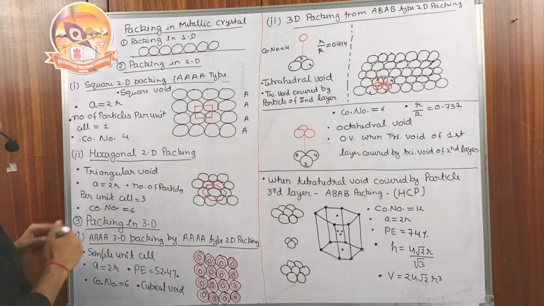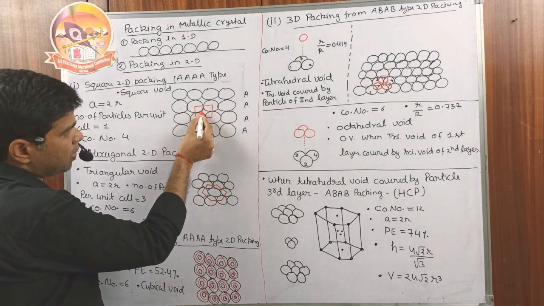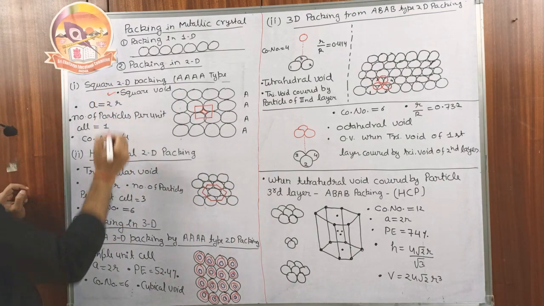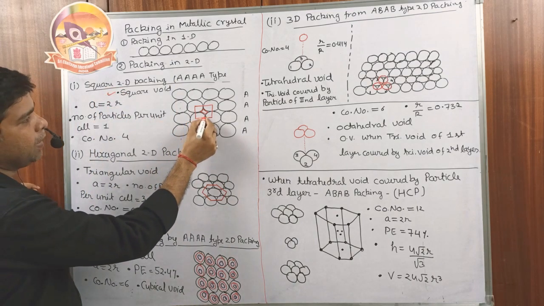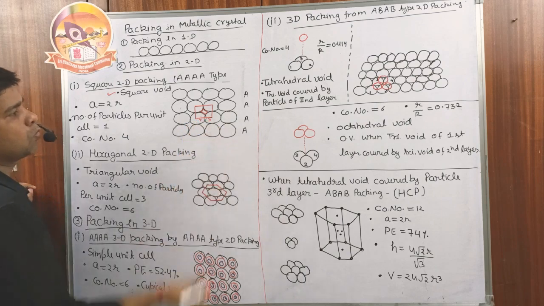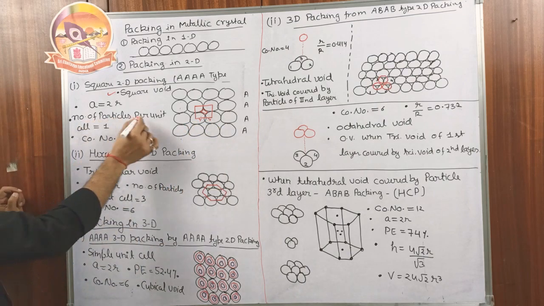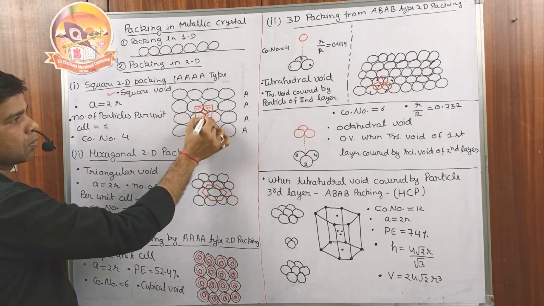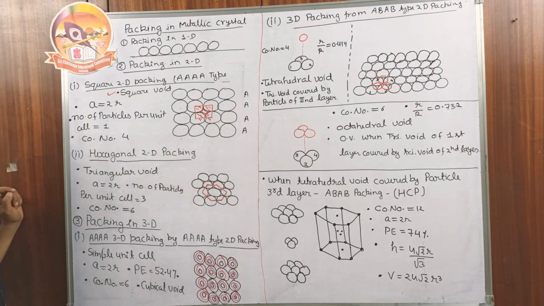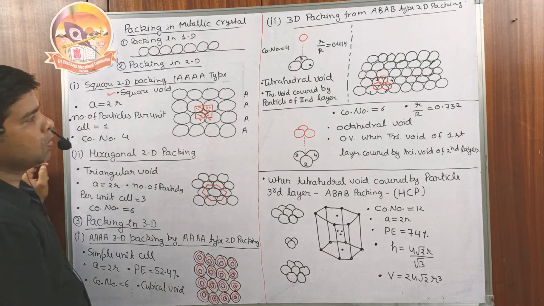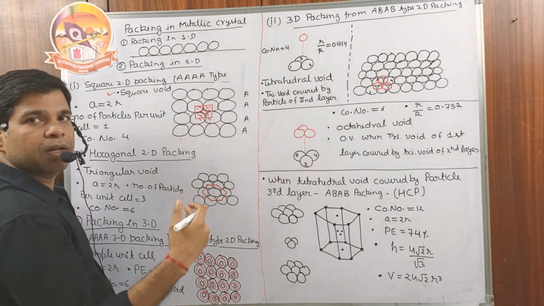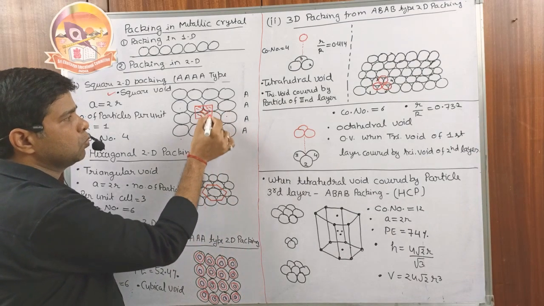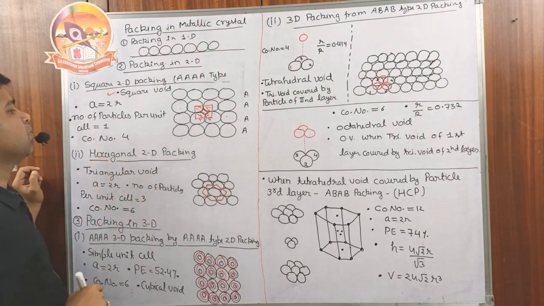Here we have the square void. This void formed between the particles is called the square void. The relationship is a = 2R. Number of particles in one unit cell: we have one particle per unit cell. What is the coordination number? Coordination number is how many particles are directly in touch with one reference particle: 1, 2, 3, 4. So the coordination number becomes 4.